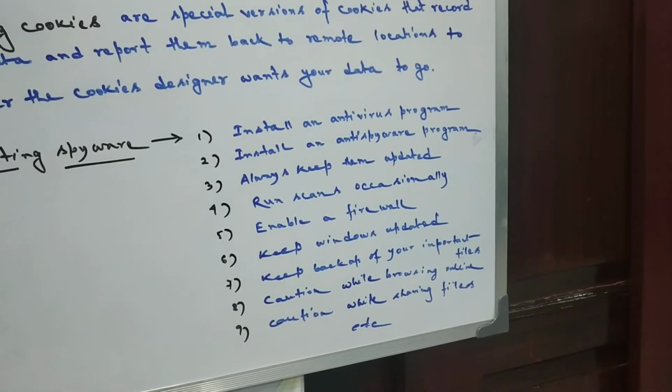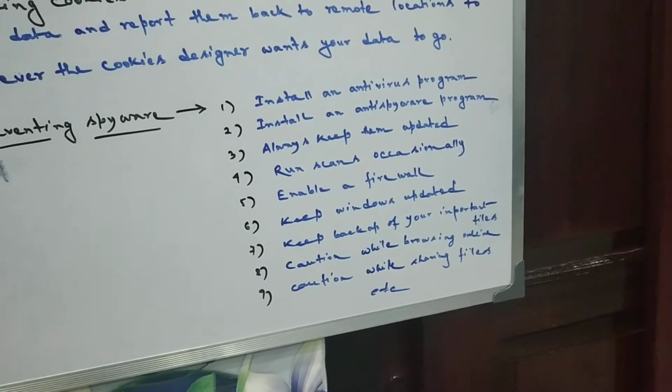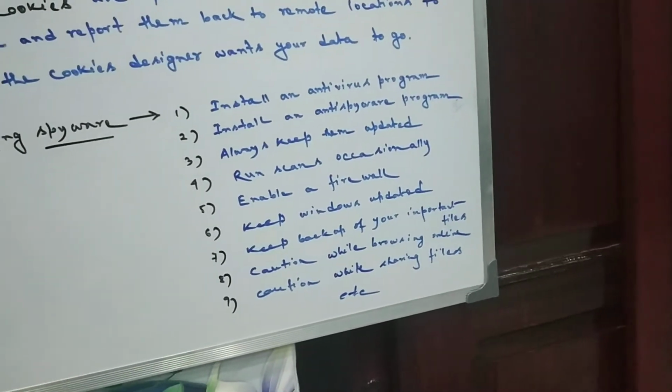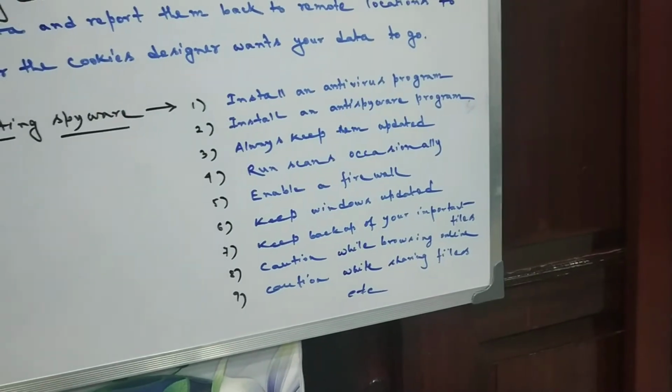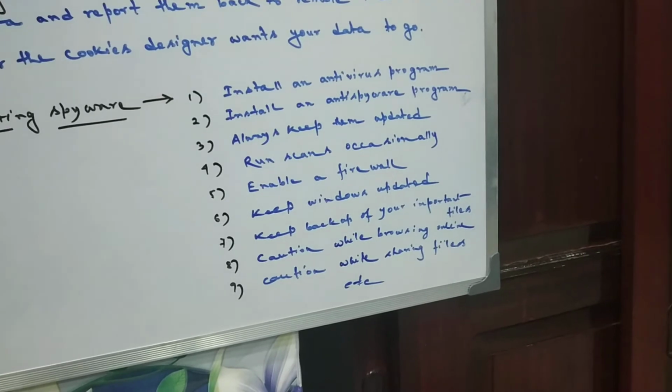You have to enable a firewall. Firewall means a kind of filter that filters data. Now you have to keep your Windows updated. You have to keep a backup of your important files.